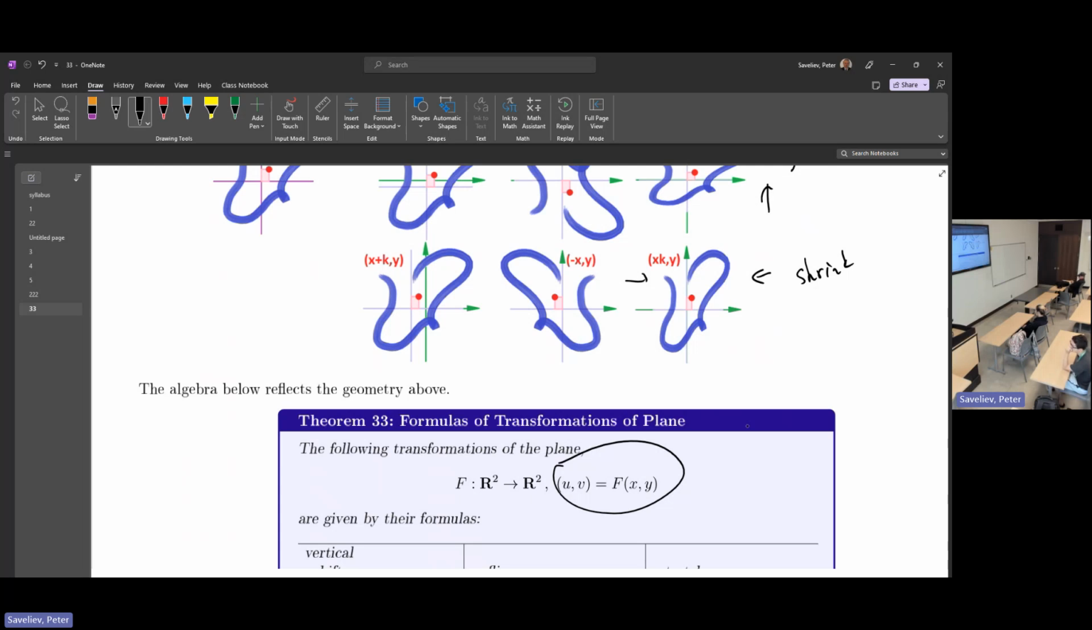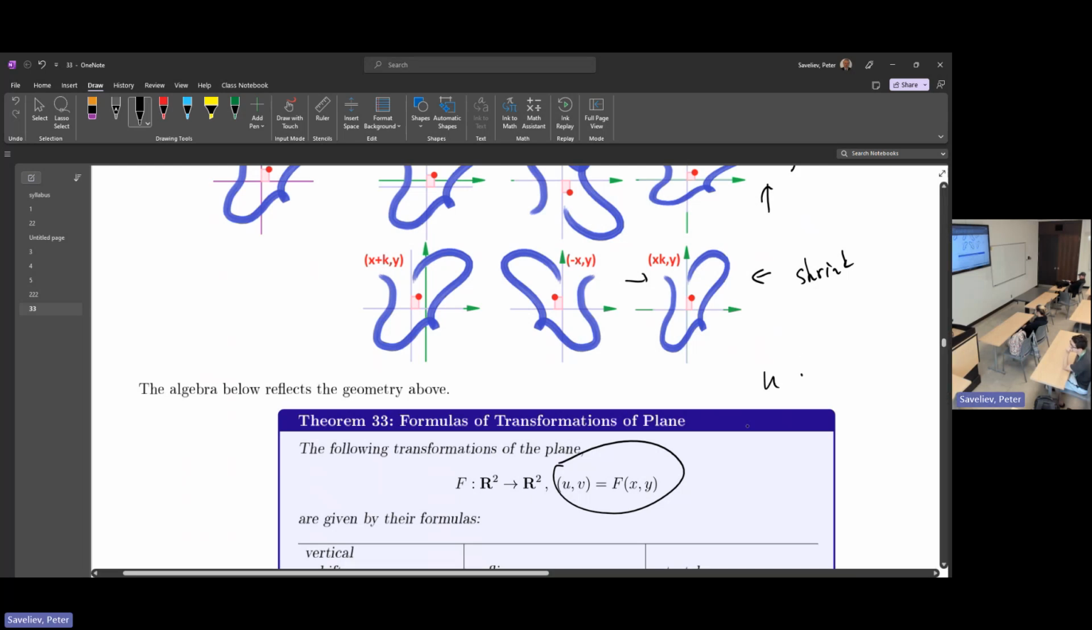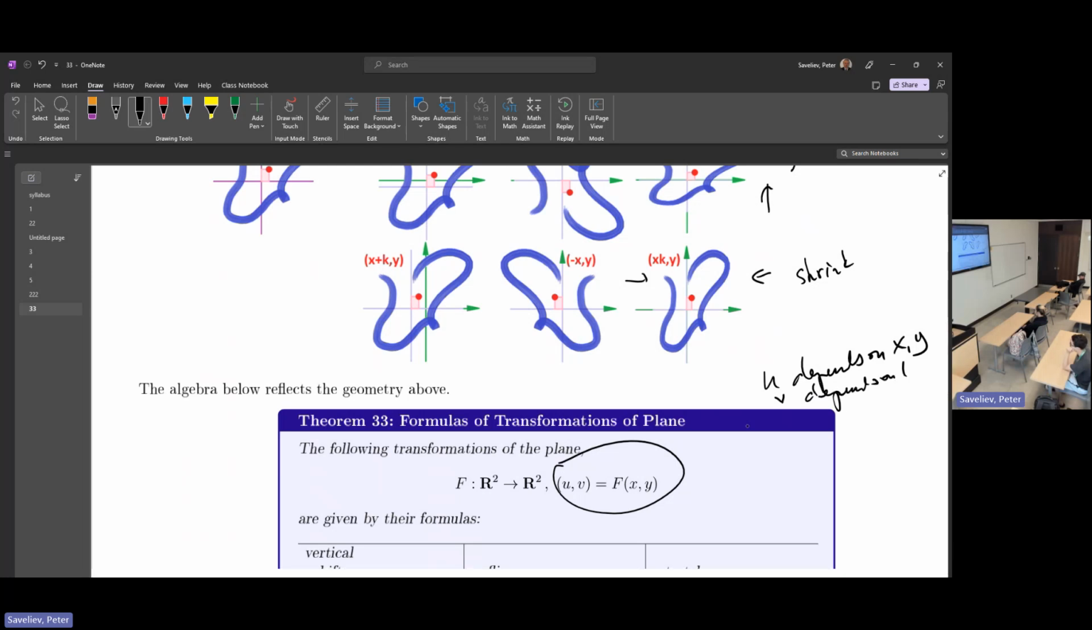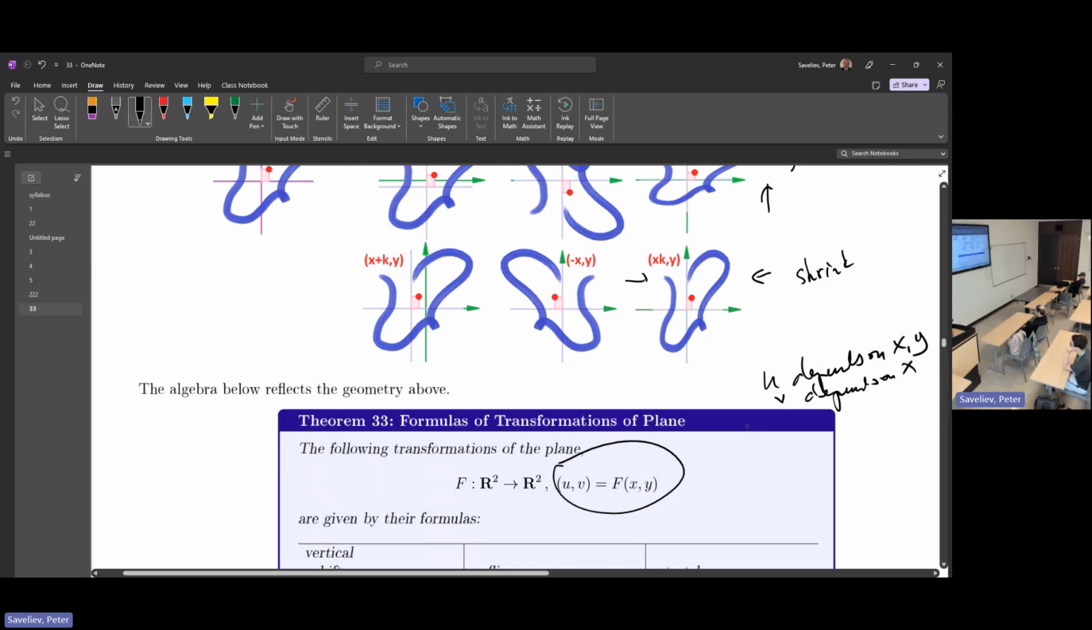So U depends on X, Y, and V depends on X, Y. U depends on X, Y separately or together; that doesn't matter, generally speaking. We just like to collect them together so that we can produce points and vectors on the plane.